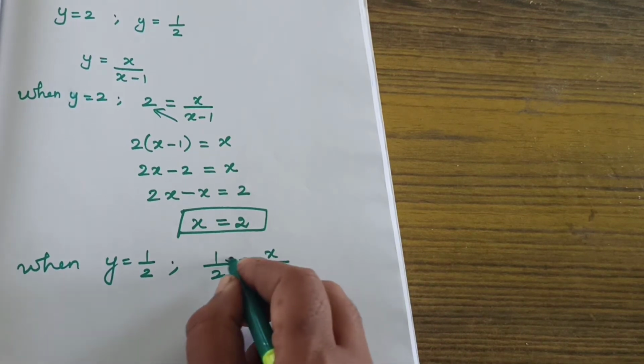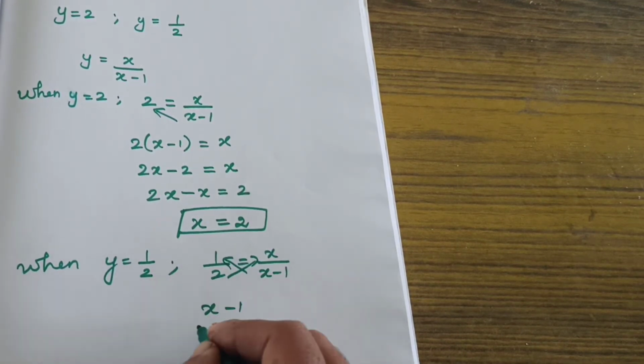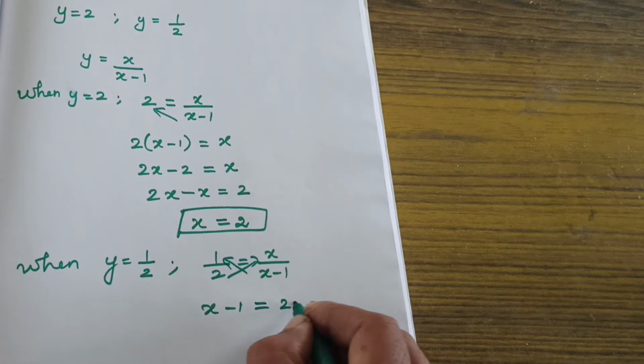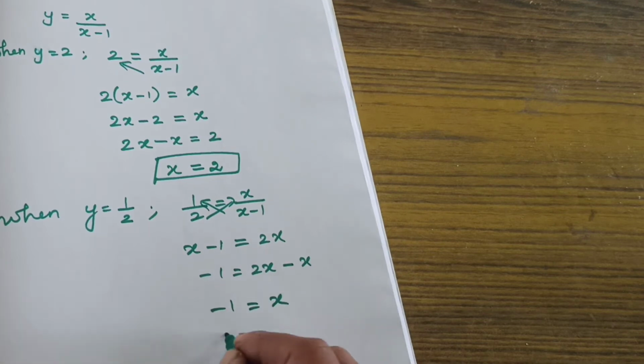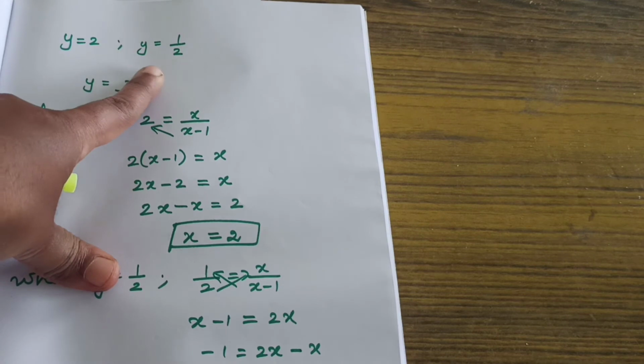Then cross multiply. x minus 1, 1 into the number, the same number only, equal to 2x. Then transpose. Minus 1 equal to 2x minus x. So minus 1 equal to x. So x equal to minus 1. This is the final answer. This one, the substituted value.